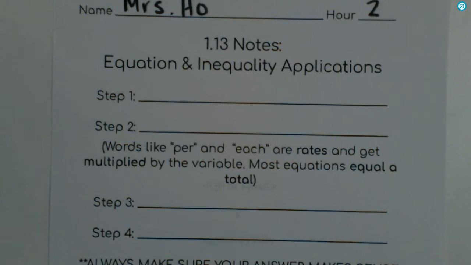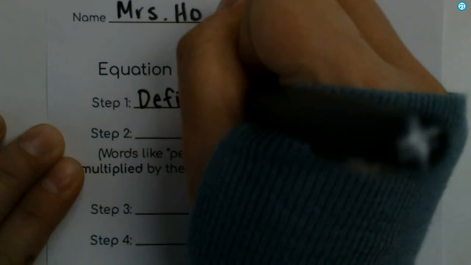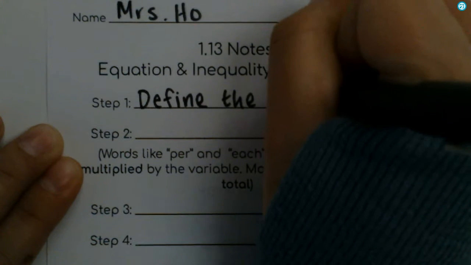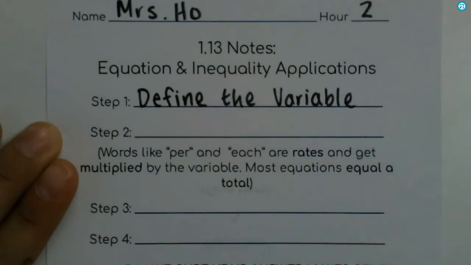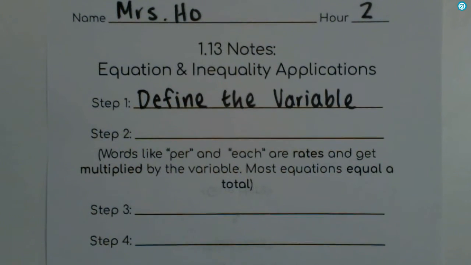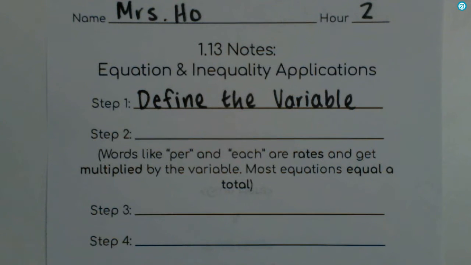So, step one is to define the variable. So that means saying, what does X stand for? Is X the number of ducks? Is X the amount it costs? Is X the cost per, like the first one is going to be cost per donut.